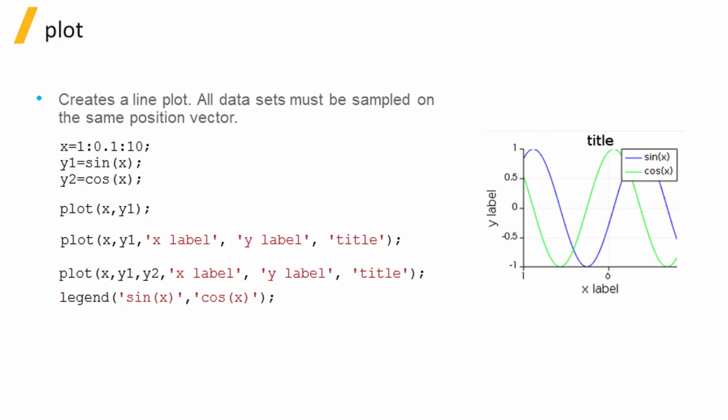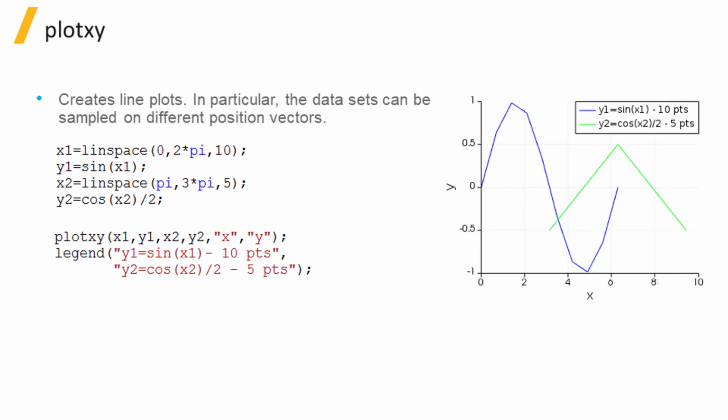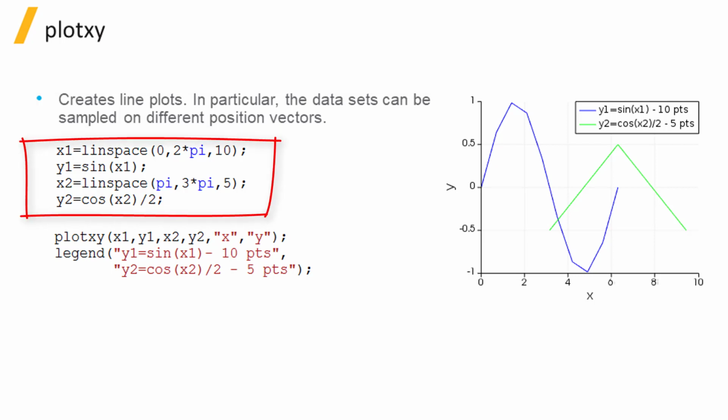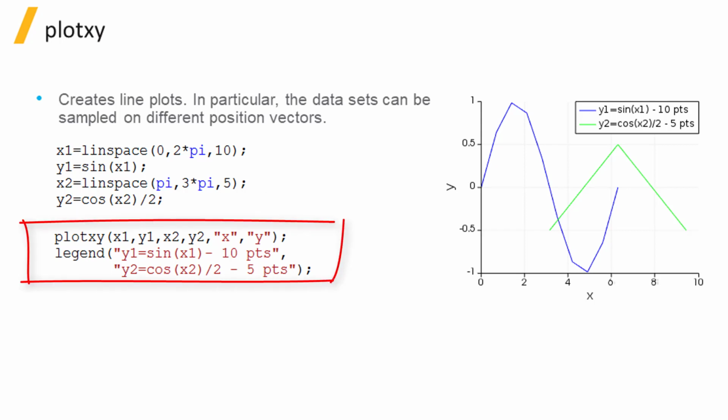Unlike the plot command, plot xy allows you to use datasets that are sampled on different position vectors. Here we have x1, y1, and x2, y2 vectors with different sampling positions. To create both curves on the same plot, use plot xy and enter the corresponding vector pairs.